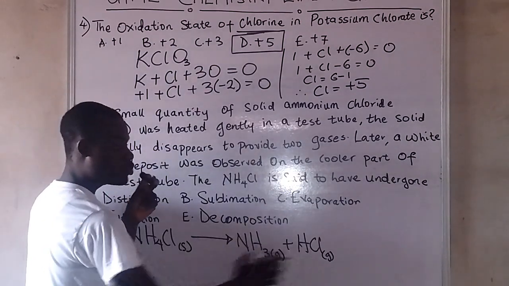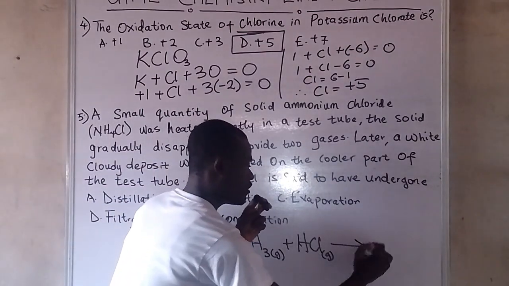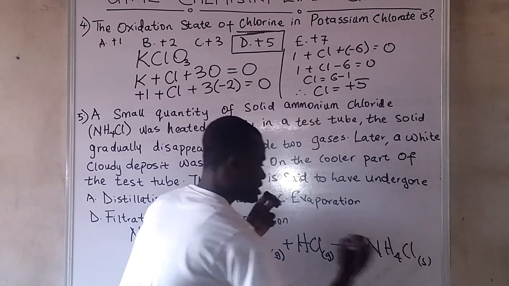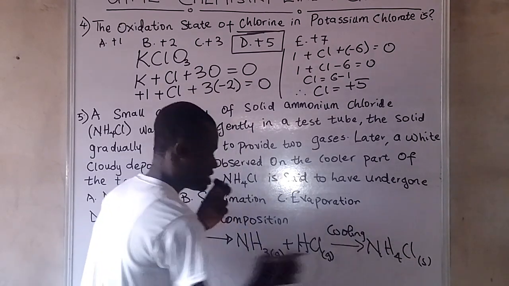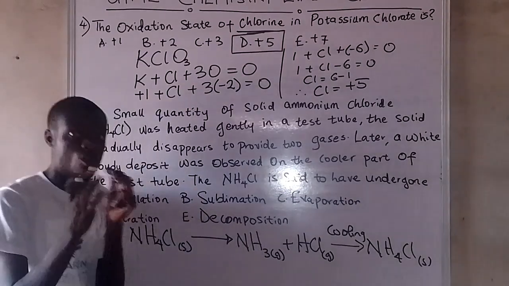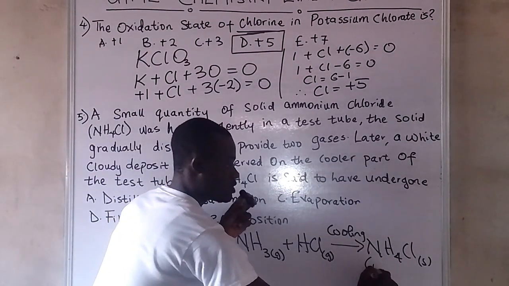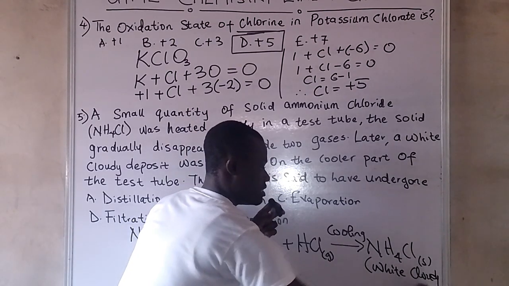So when we cool these two gases, they will react or recombine to give us ammonium chloride back again, so in the solid state. So on cooling, these two gases will recombine or react to give us ammonium chloride in the solid state. This is what will now appear as a white cloudy deposit.